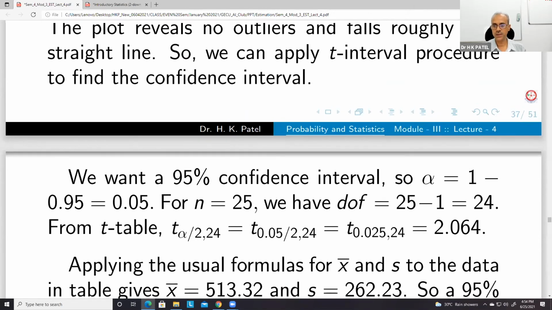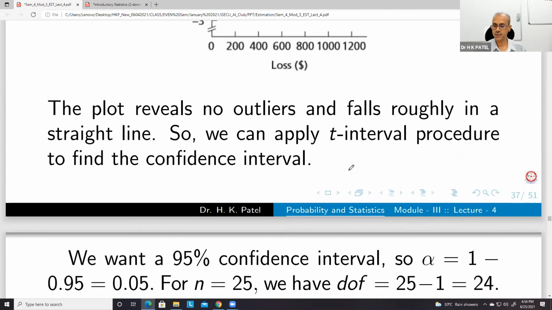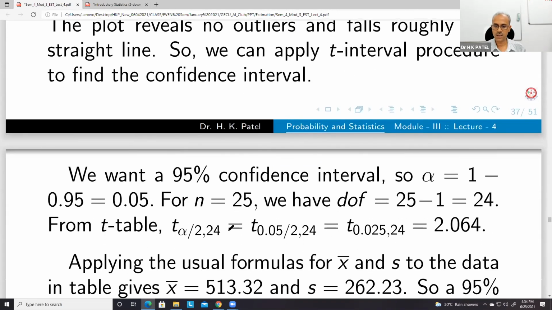So if it is decided, then finding the interval is not difficult. You just have to put in the values, because the degree of freedom is 25 minus 1, which is 24. So corresponding to the degree of freedom 24, we have to find the value t 0.025, and that is 2.064. You can obtain this value from the table. And what else do we require? n is given.